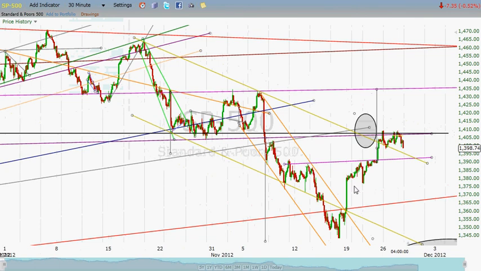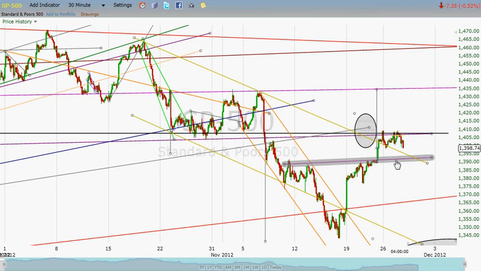So it looks to me like for right now, the S&P is likely to be range bound between the neckline of this little inverted head and shoulders pattern and the neckline of this larger standard head and shoulders top. Now, this is a larger pattern. The question is, will the larger head and shoulders top overrule or trump this smaller inverted head and shoulders?